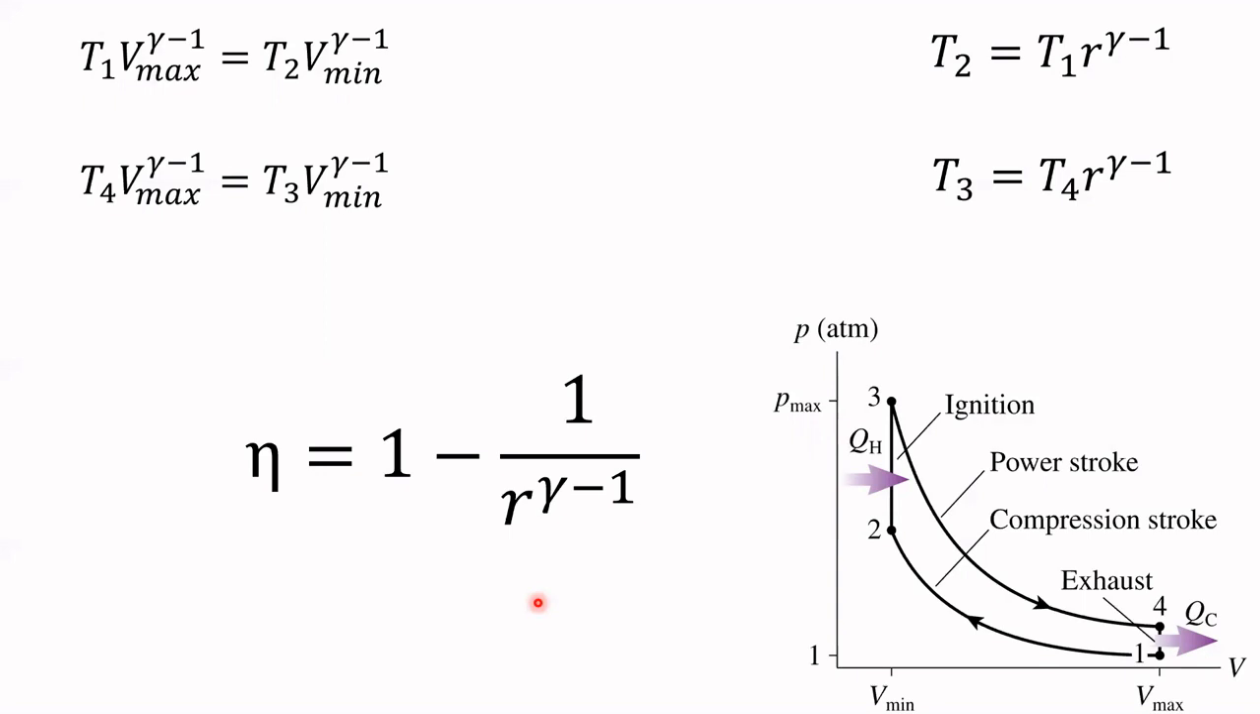That's really interesting. There's no mention of which ideal gas you're using, what the temperatures are, how much heat was exchanged along the isochores. None of that seems to matter. It all just cancels out. The only thing that matters is the compression ratio.